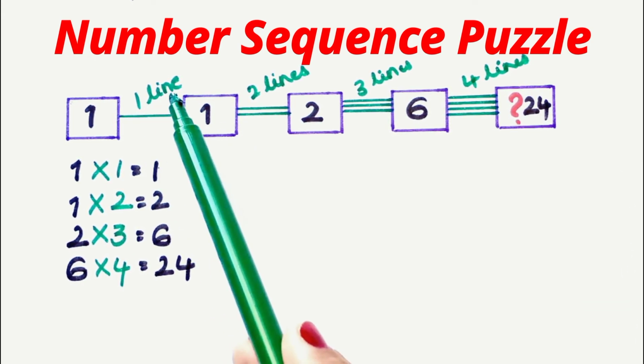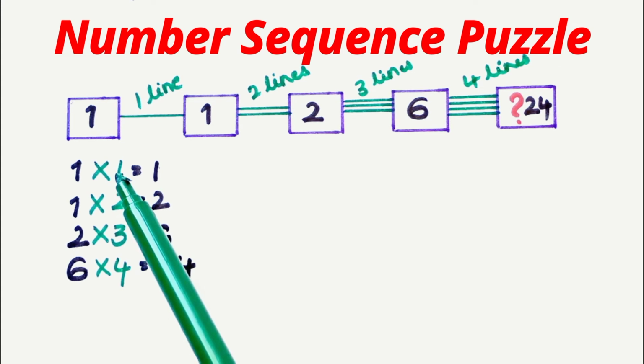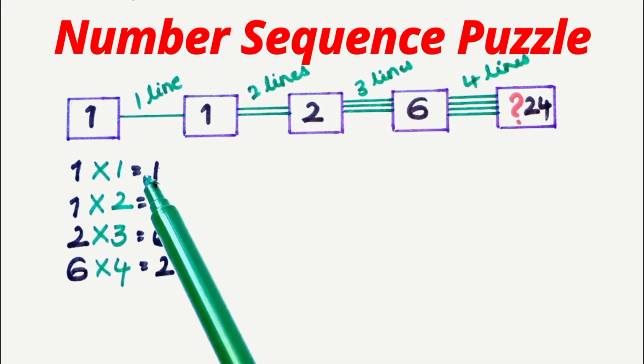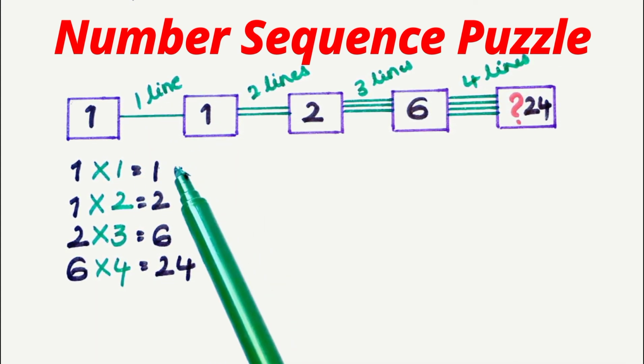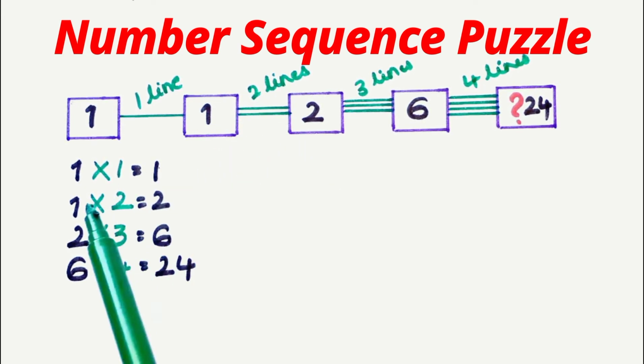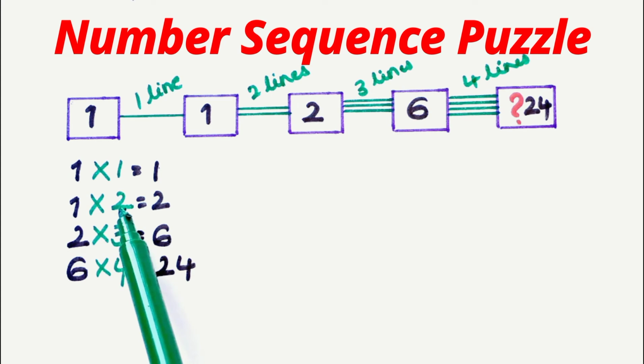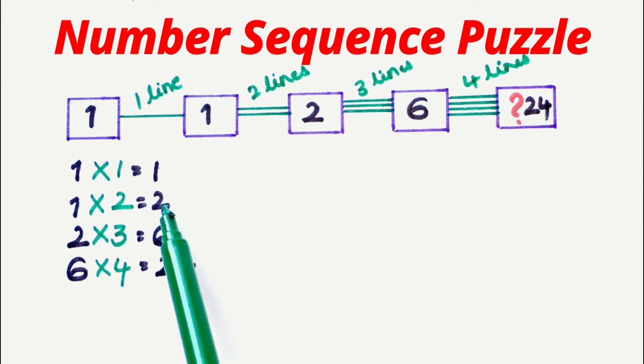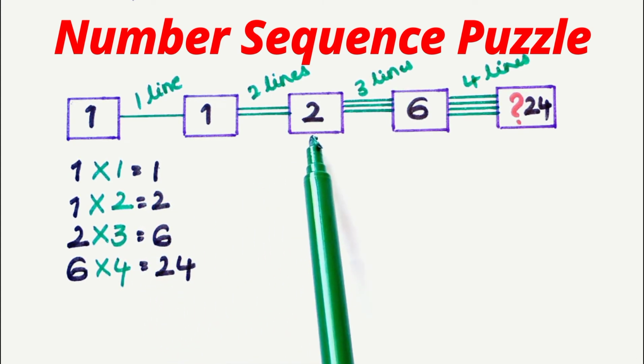So there is only one line after the first number 1. So 1 multiplied by 1 is 1, which is the next number in the sequence. And there are 2 lines after the second number 1. So 2 1s are 2. This 2 comes as the next number in the sequence.